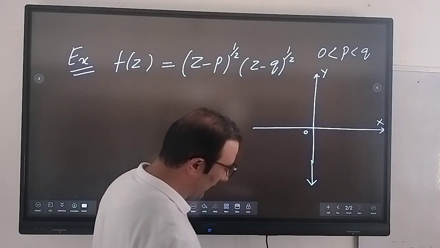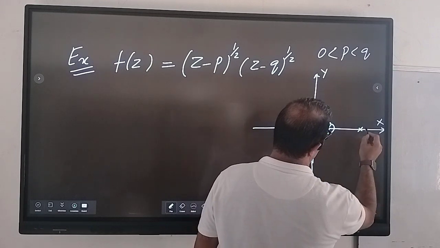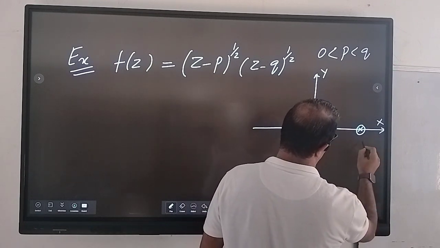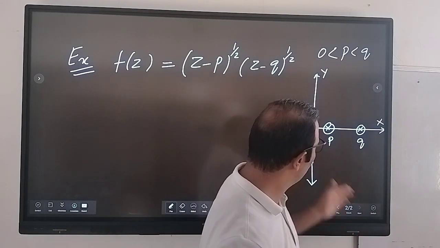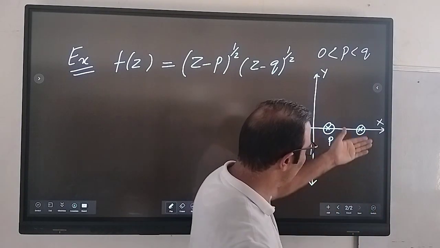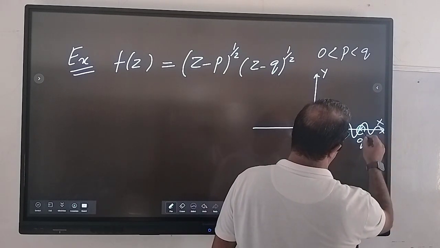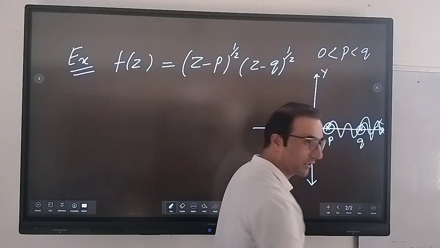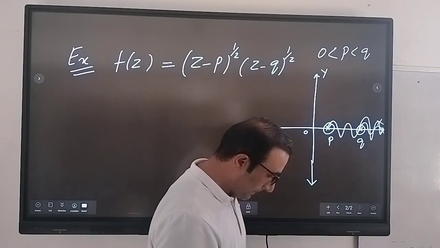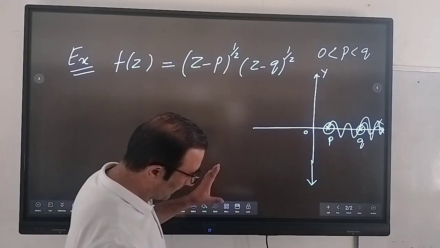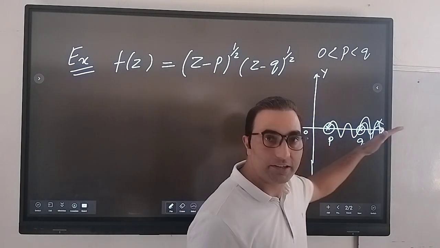So we have 2 points here. If we consider 2 points p and q, we can have an infinite number of branch points as well as branch cuts over this line if we extend it from this point to infinity, and similarly over this real axis. Now, first let us check the phases in the different regions.